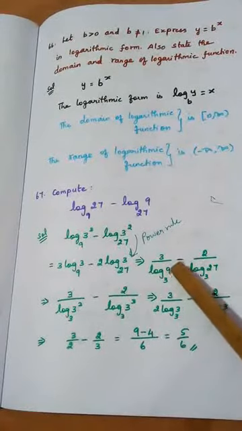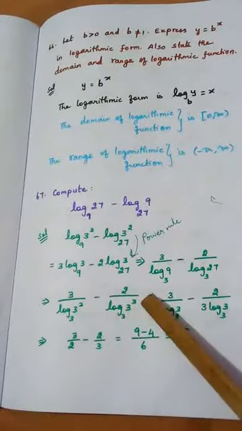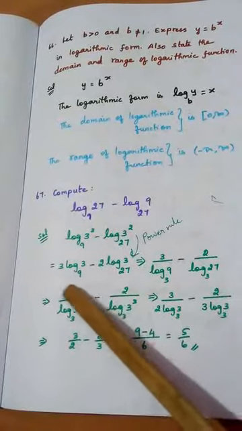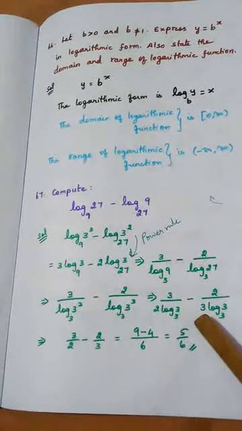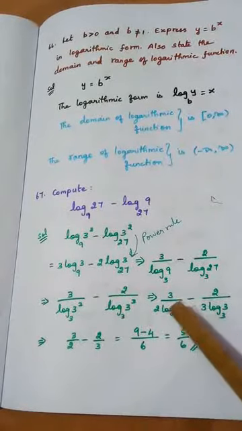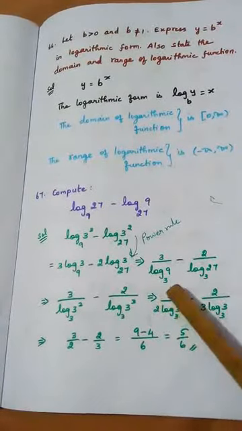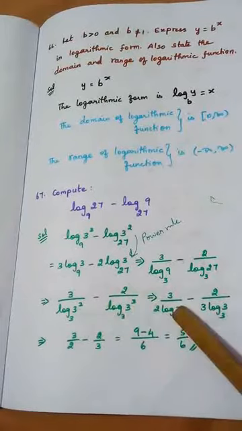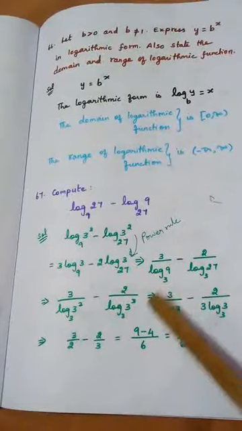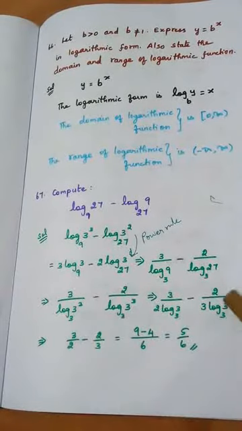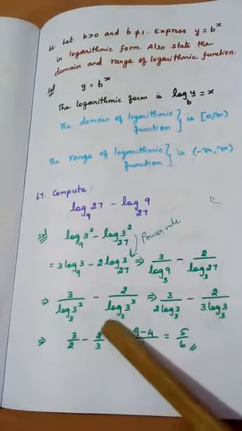Now again this 9 is written as 3 square. This 27 is written as 3 power 3. Once again apply the rule. So 2 comes before, 3 goes before. I think you will understand this. Now if you see log 3 base 3, if these two are equal, the answer is 1. So 3 by 2 alone comes, because the value for log 3 base 3 is 1. So only 3 by 2 remains. Similarly log 3 base 3 here is also equal to 1. So 2 by 3 alone remains.